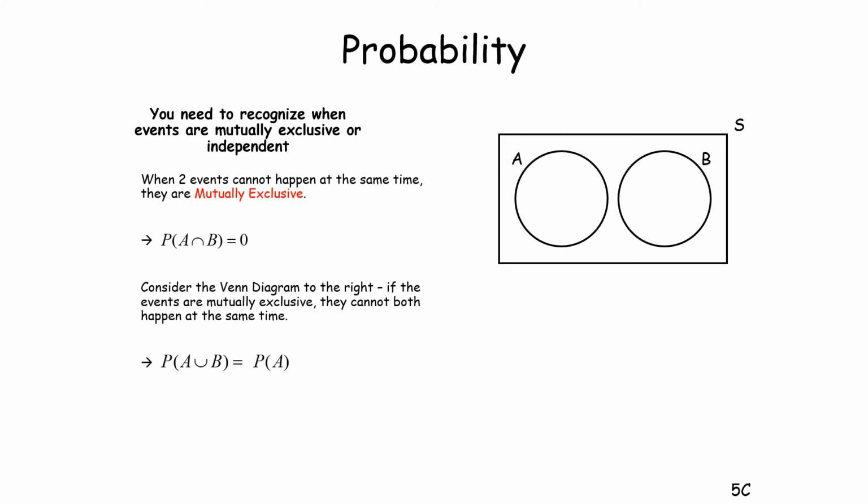So if we consider the Venn diagram to the right, what we see for mutually exclusive is that they can't happen at the same time. So probability A union B will be probability A plus probability B. You can also work out backwards. If the above statement is true, then the events are mutually exclusive.